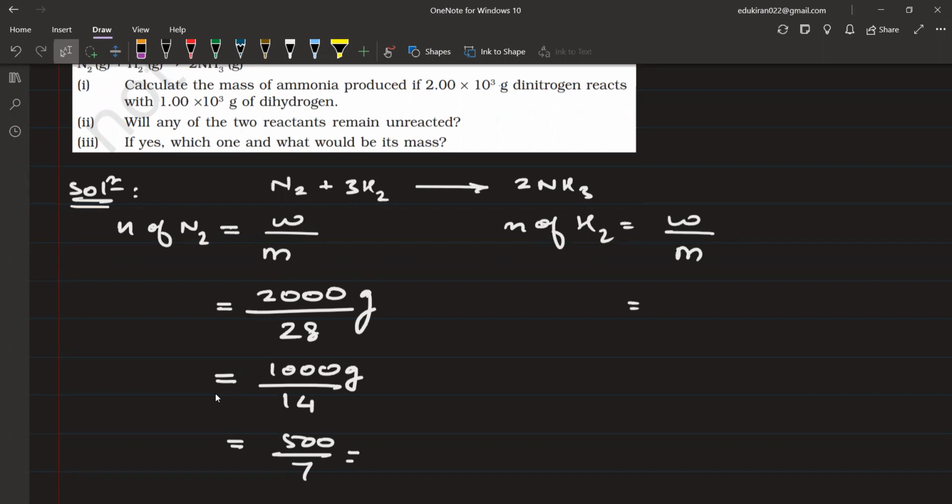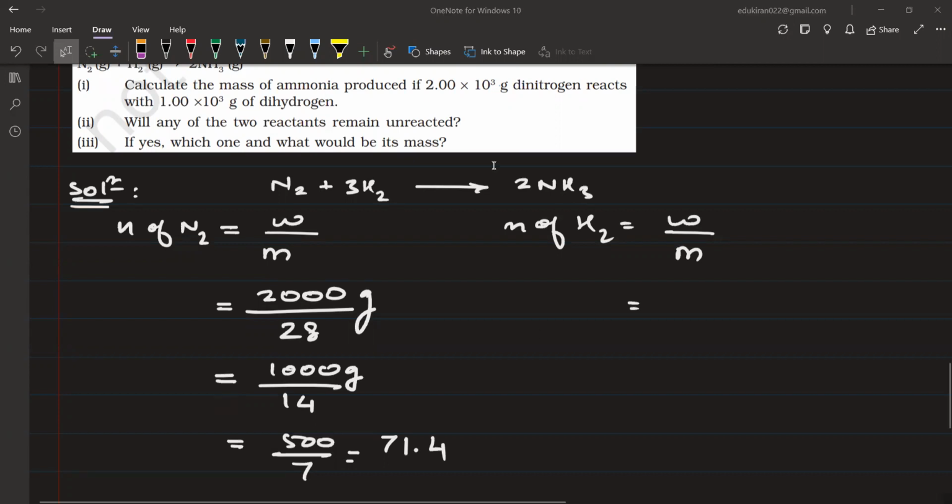Now you can easily write the answer. 7 sevens are 49. There will be one remainder, and then what you will have? 1 and then 0. So 71 point. Then you have 3 and then 0. So 71.4. Okay.